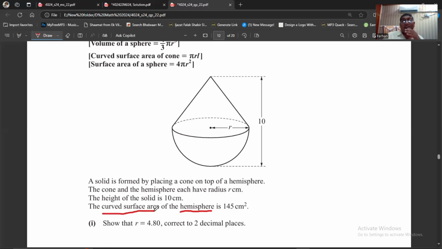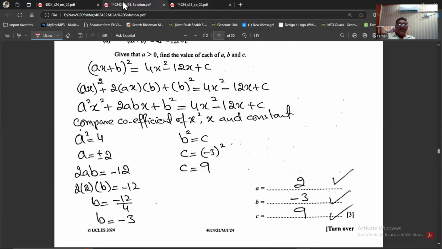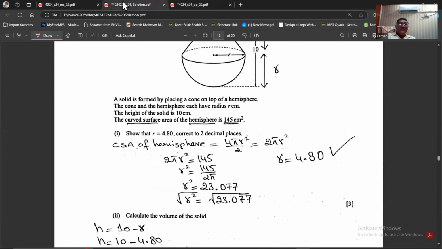The curved surface area of the full sphere is 4 pi r square. Sorry, I thought they're talking about cone. They're talking about hemisphere. So the curved surface area of the hemisphere will be 4 pi r square by 2, and that is equal to 145. And from there, I can easily find the radius of the hemisphere.